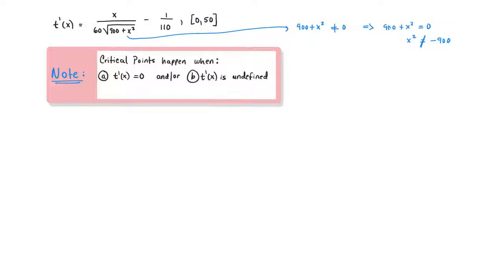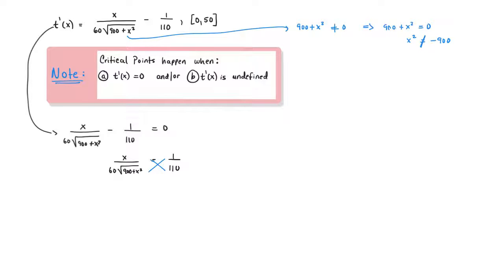That means that if we're going to have critical points, they're going to come from part A, by setting the derivative equal to 0 and trying to solve. Let's go ahead and do that. So going from here, we take the first derivative, which is x divided by 60 square root of 900 plus x squared, minus 1 over 110, and we set that equal to 0. Then I am going to solve by bringing this term to the other side and then cross multiply. In other words, x divided by 60 times the square root of 900 plus x squared will be equal to 1 over 110. Now, cross multiplication allows me to end up with the following equation: 110x equals 60 times the square root of 900 plus x squared.